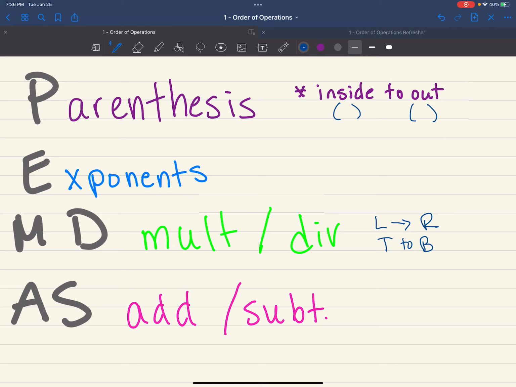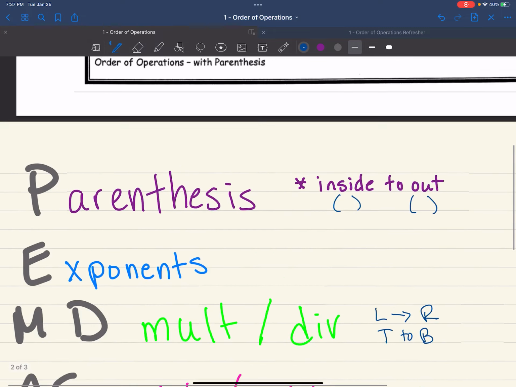It depends. Like if we have 3 times 3 over 9, you would do 3 times 3 first because it's on top, then you would divide by 9. And then we have add or subtract, which is from left to right. Okay, so let's get to it.